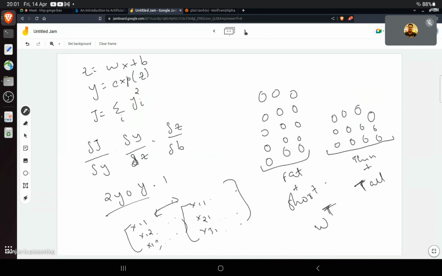Since the weight matrix is taken as a transpose, that's why this is called thin plus tall, because its transpose would look like this. Although this matrix looks like fat and short, its transpose would be thin and tall. And similarly, this one is thin and tall, but its transpose would look like fat and short. They are named like that because of this W transpose X. Now it makes sense.